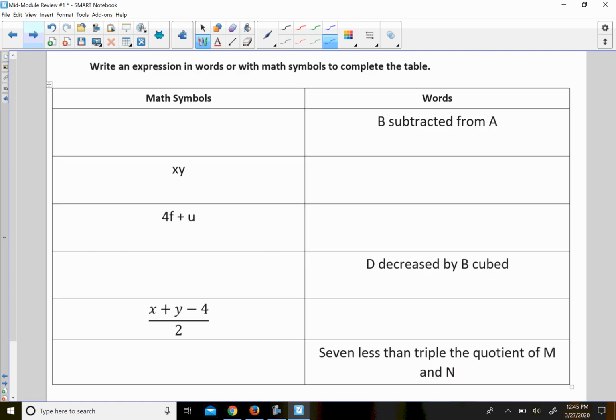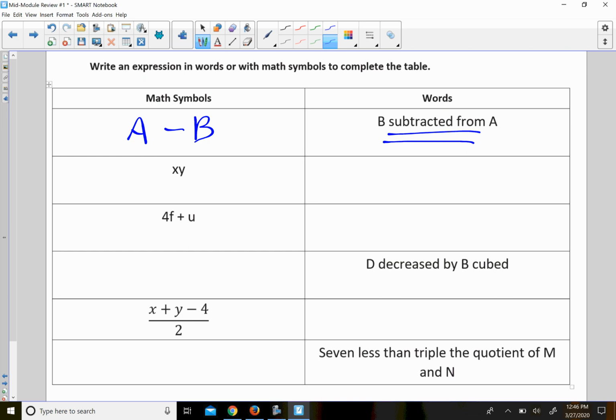And if we turn the page, now we're going to fill in this table. So write an expression in words or with math symbols to complete the table. On the left-hand side, we have the symbols and math, and on the right-hand side, we have the words. So the first set says B subtracted from A. So subtracted from means to subtract. Question: is it a switcheroo? From, subtracted from, less than, and fewer than are switcheroos. So this guy is a switch. So from A, take away B. B subtracted from A.